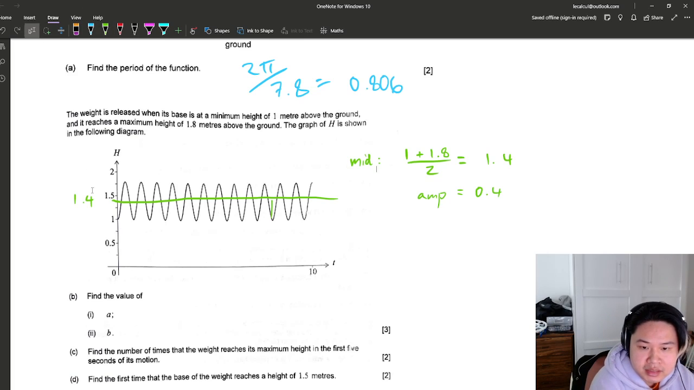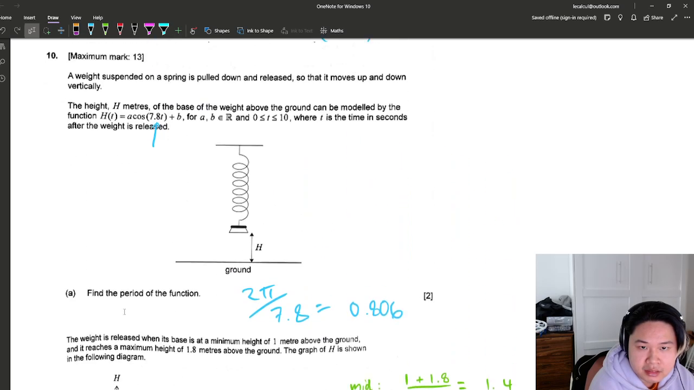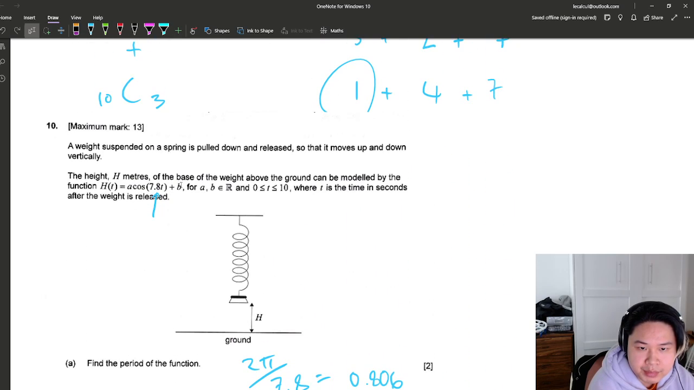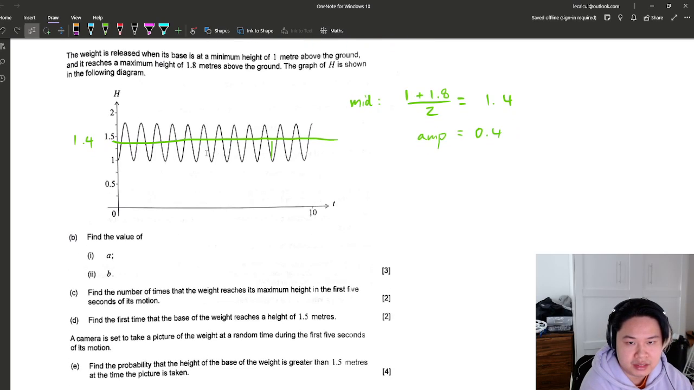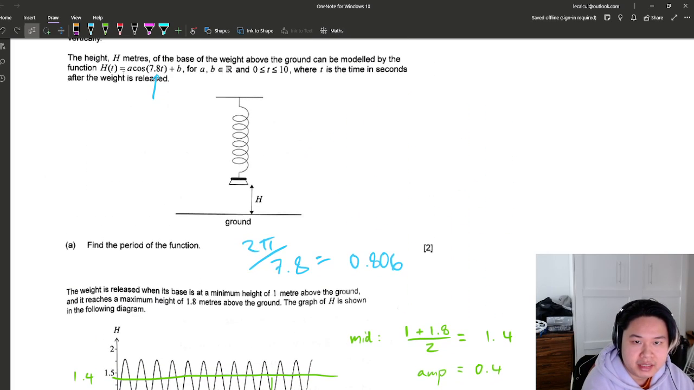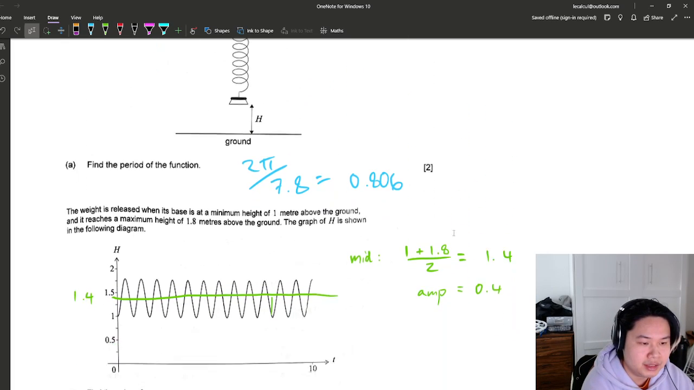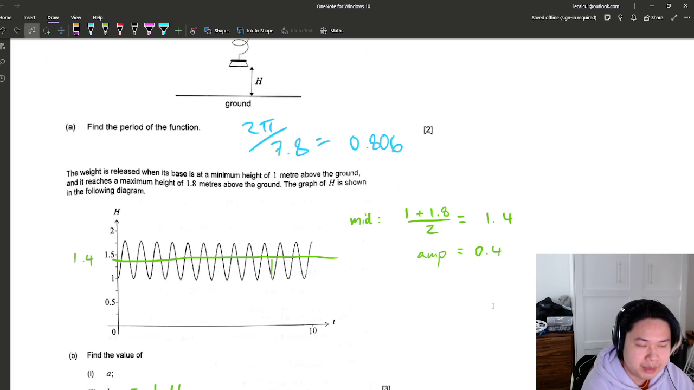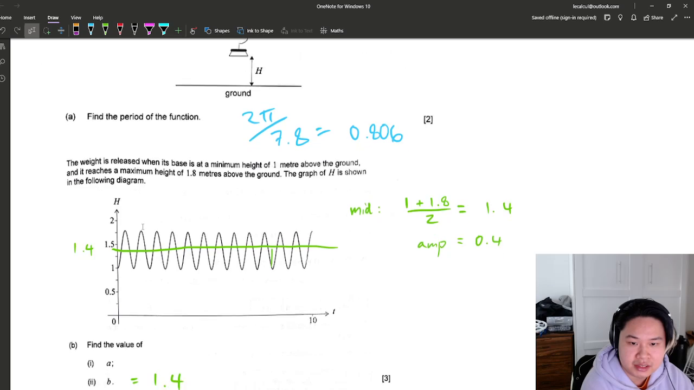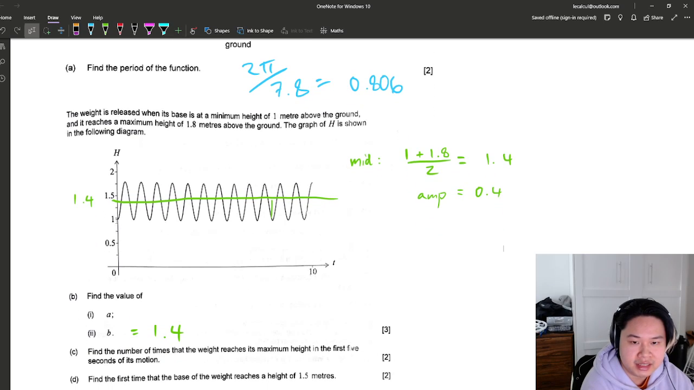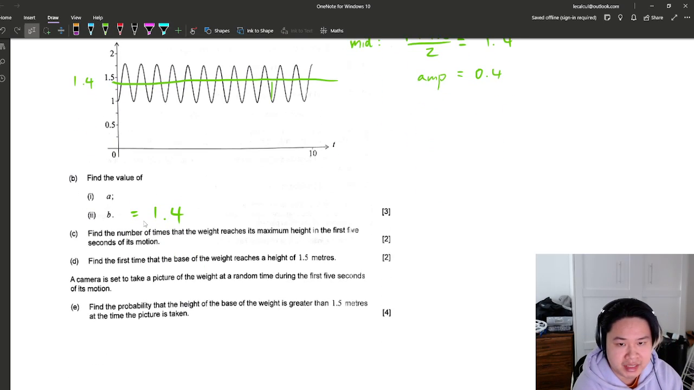Okay, and then find the value of A and B. So A is here, and then B is here. So B is a translation up and down, so that is going to correspond to where my midline is. And then A has the value of 0.4, but it may be negative 0.4 depending on what the function is. So in this case, it's a cosine function, and notice that we start at the minimum value, which is a negative cosine graph. So A should be negative 0.4.